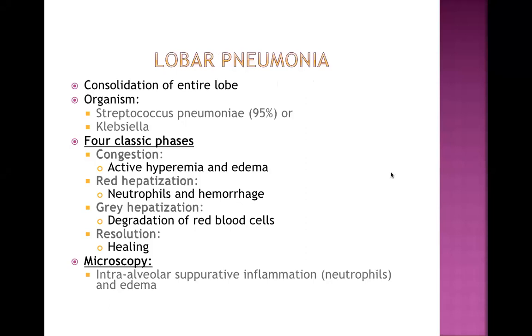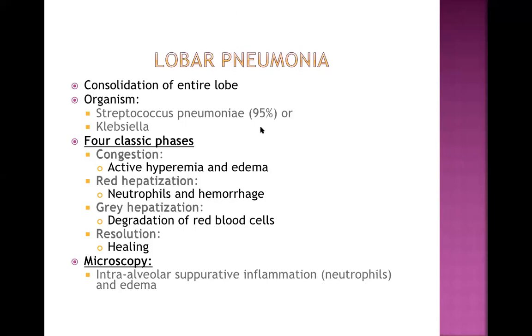Okay, so let's start the class. Today I'm going to continue from the same slide where we left off yesterday, that is lobar pneumonia. Now lobar pneumonia is mainly caused by Streptococcus pneumoniae or pneumococci and Klebsiella. Sometimes other organisms can also lead to the condition, but these are much more common. And lobar pneumonia is mainly consolidation of the entire lobe.